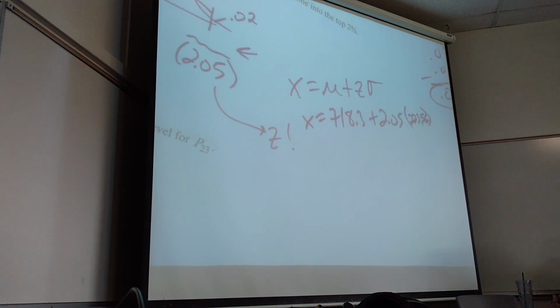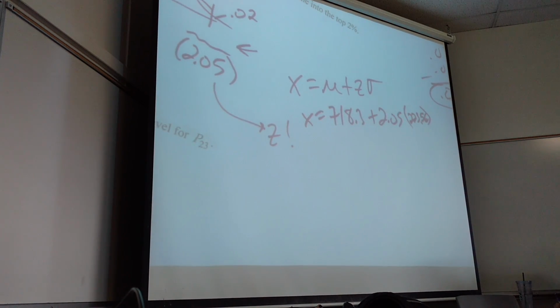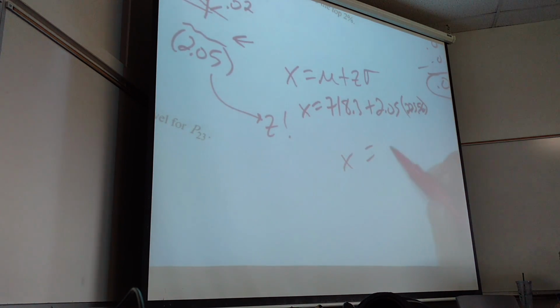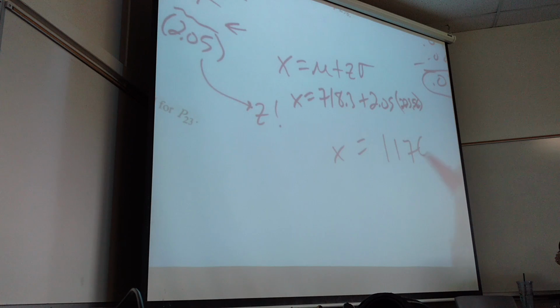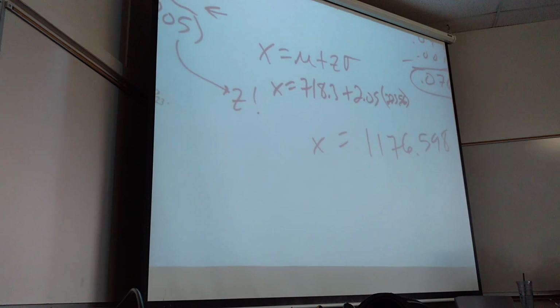And that's the definition of z-score. It makes sense. And then you just plug in a calculator. What do you guys get? I get all kinds of stuff. 1,176.59. Woohoo!